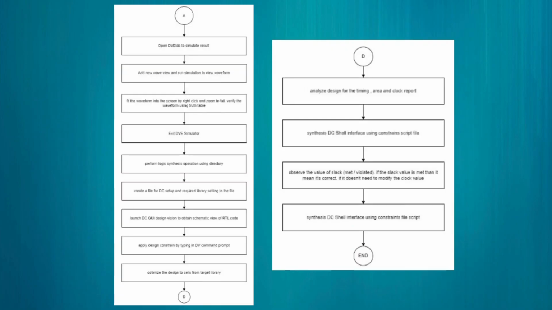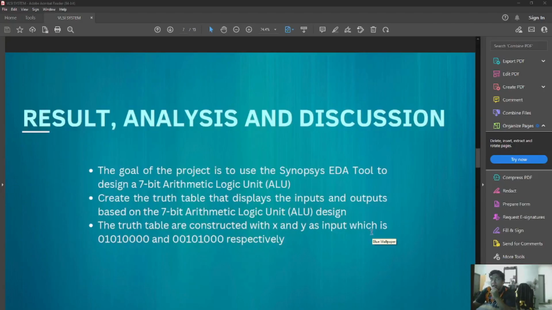This is the continuation from the first flowchart. Then for the result analysis and discussion, the goal of the project is to use the Synopsys EDA tool to design a 7-bit arithmetic logic unit, ALU, and create the truth table that displays the input and output based on the 7-bit ALU design. The truth table is constructed with X and Y as inputs, which are 01010000 and 00101000 respectively.